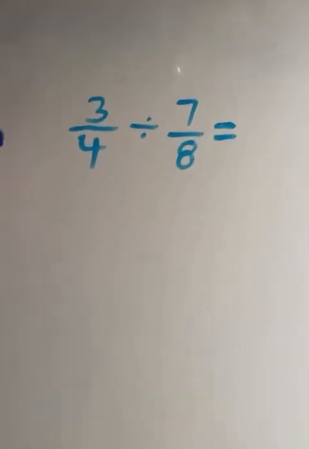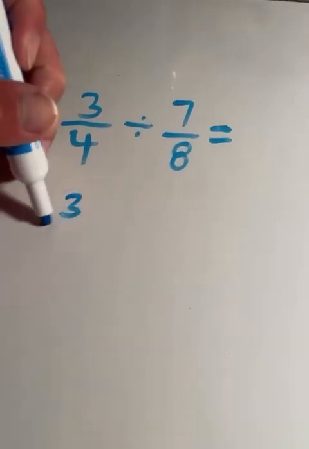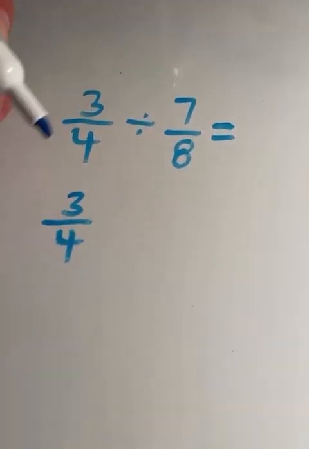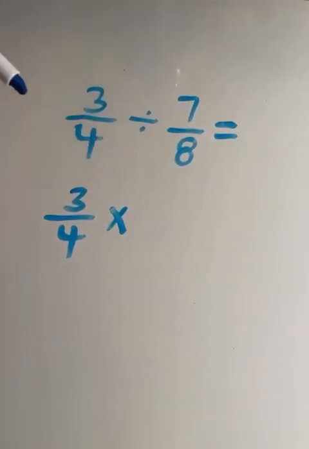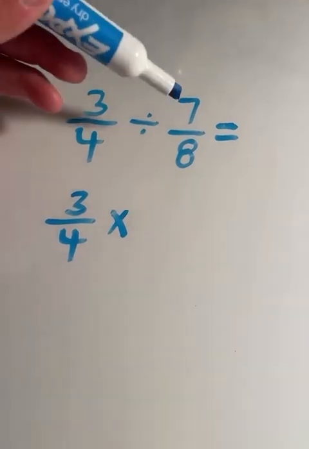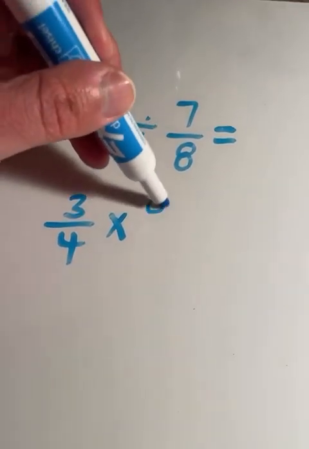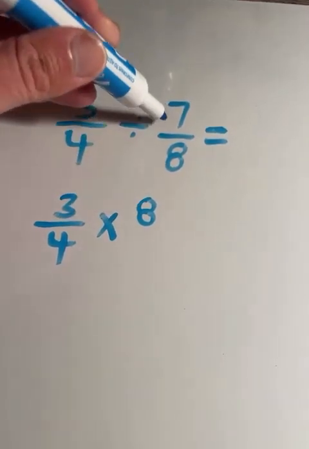So step one, we keep our first fraction the same. Step two, we change the division sign to a multiplication sign. Step three, we flip. Our denominator becomes our numerator, and our numerator becomes our denominator.